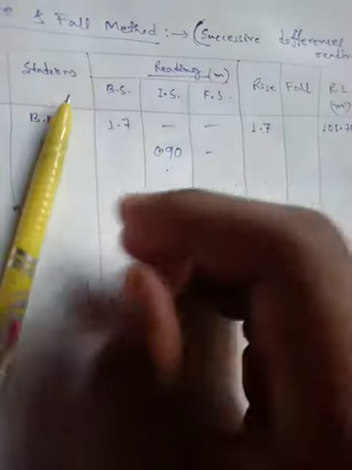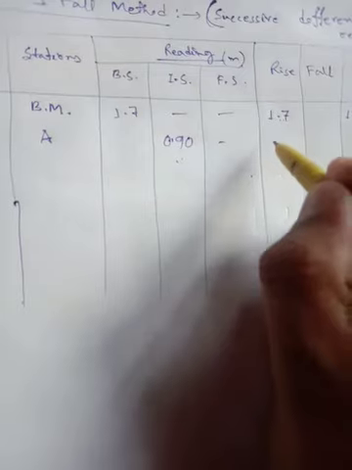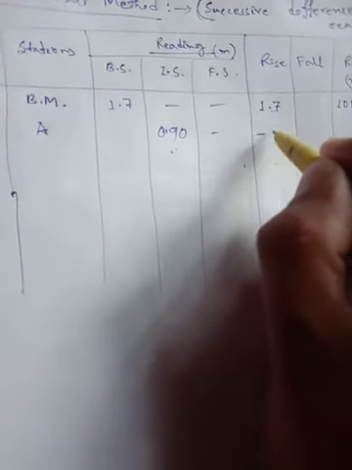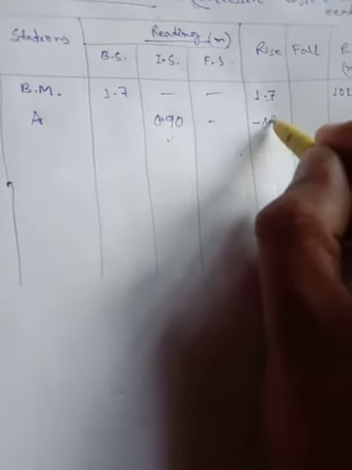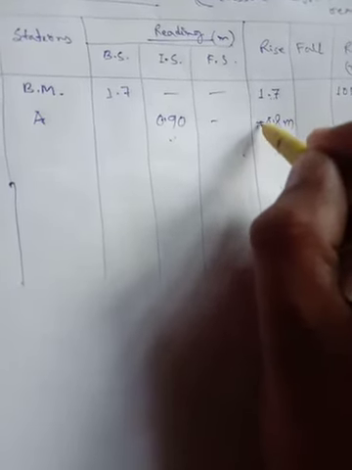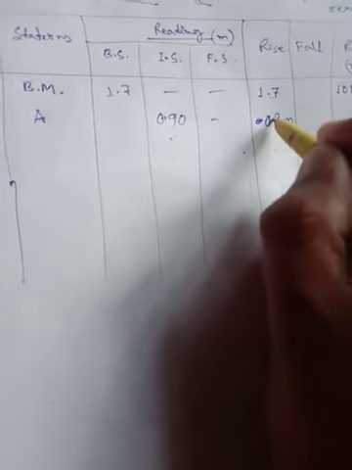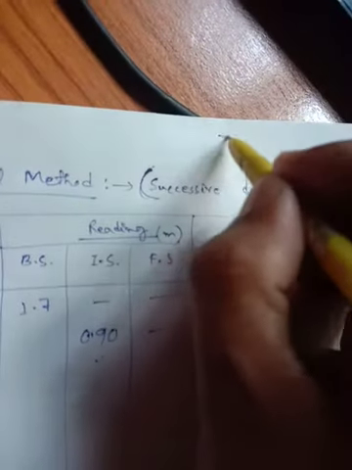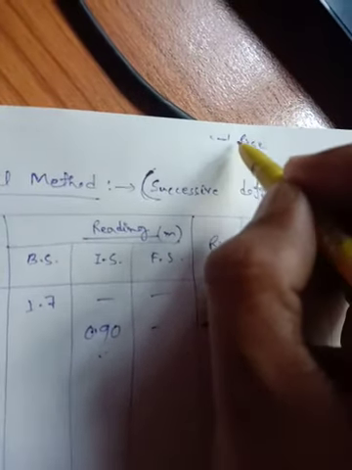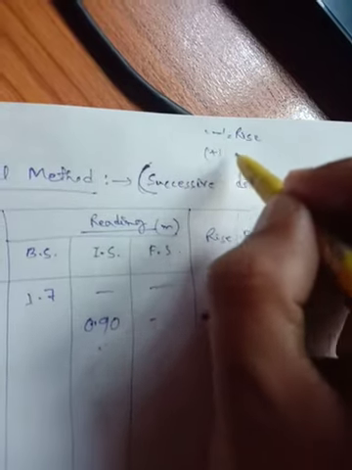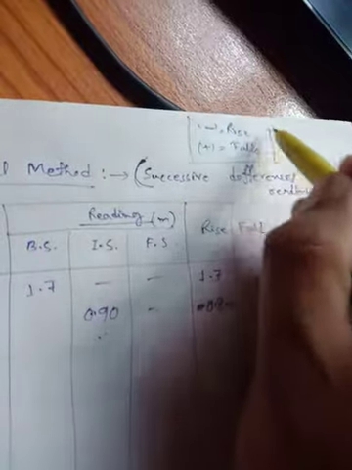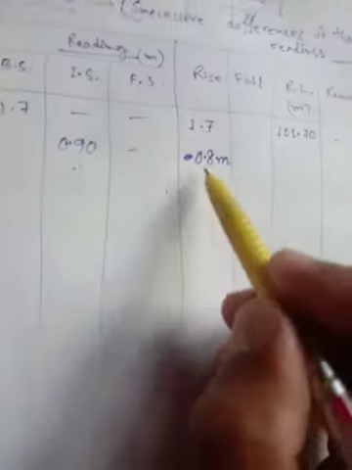So minus means here rise. Minus 0.8 meter. No need to write the symbol minus because it is your rise. Minus means rise. You can write here minus means rise, plus means fall. So here rise 0.8 meter.